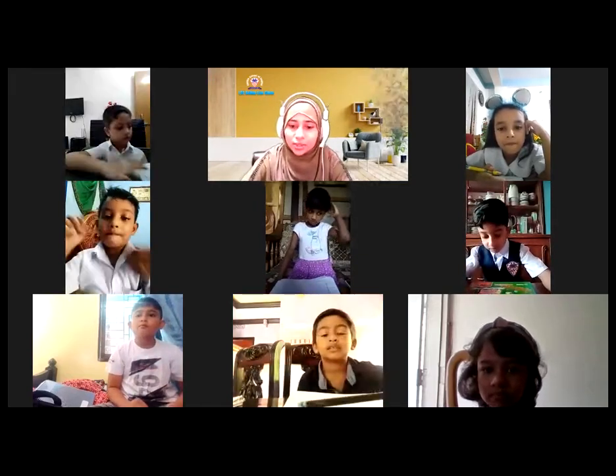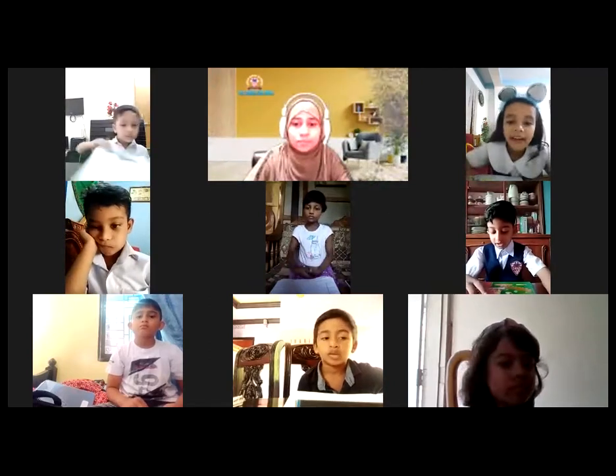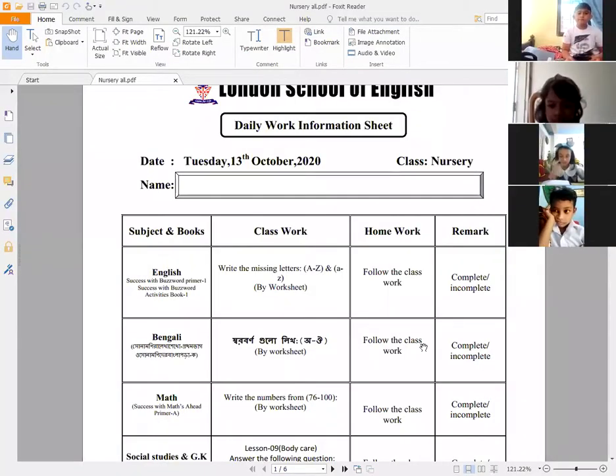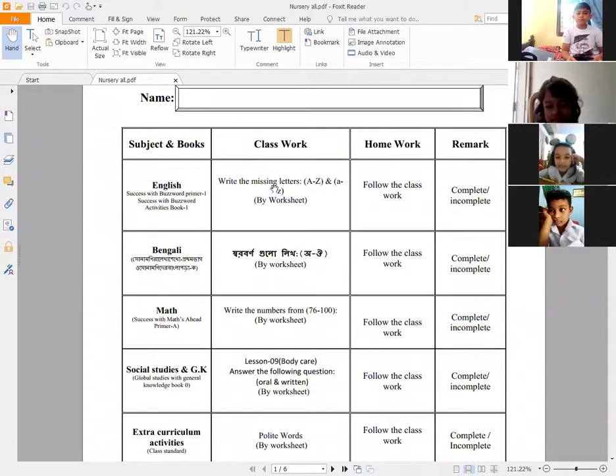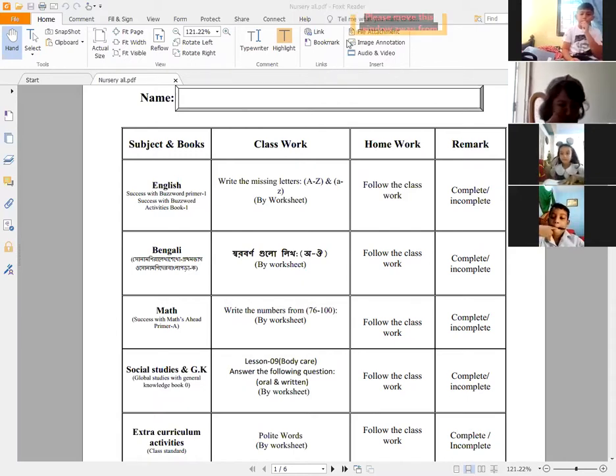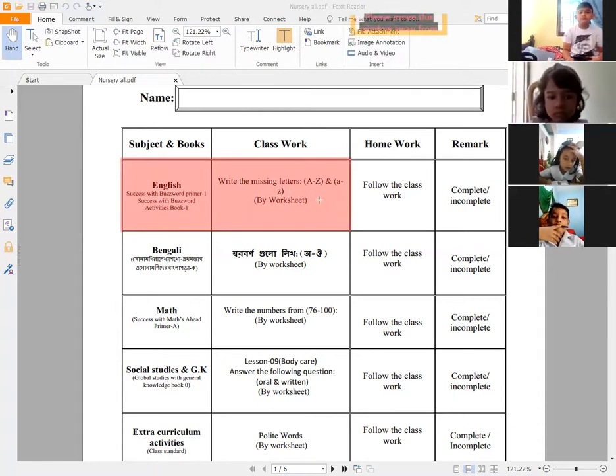I'm sharing your worksheet, okay? So everyone, can you see the worksheet? Yes, I can see worksheet. Okay, very good. At first, we discuss our lesson plan, okay? Our first subject, English. For today, we learn write the missing letters, capital letter A to Z and small letter A to Z, okay? So our next subject, Bengali.